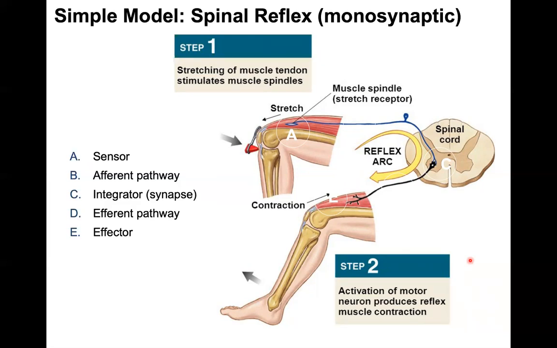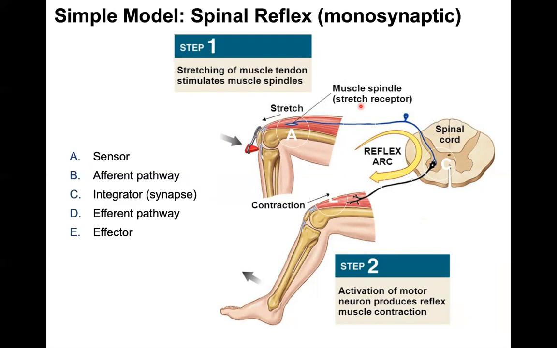So it requires a sensor. And here the sensor is a muscle spindle in the quadriceps muscle that's sensitive to stretch. And it's detecting movement of the patellar ligament and of the patella. We'll learn more about these muscle and tendon receptors in class Wednesday when we get into sensory systems.